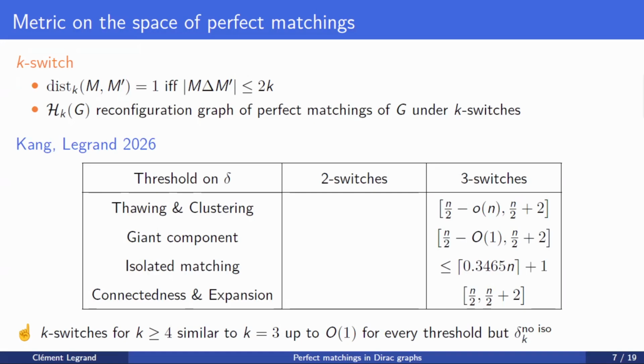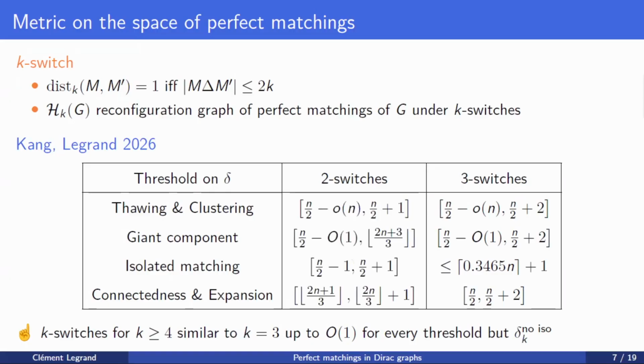But we haven't thought about 2-switches, which is the most natural operation you could think of. And for 2-switches, there are some weird things going on, some sort of artifacts happening. In fact, the connectedness threshold is around 2n/3 instead of n/2. Okay. And then the lower bounds we get here are still valid, but we cannot make them better. So this giant component and this thawing clustering, they're happening somewhere here. And for isolated matchings, we have a much more precise answer.